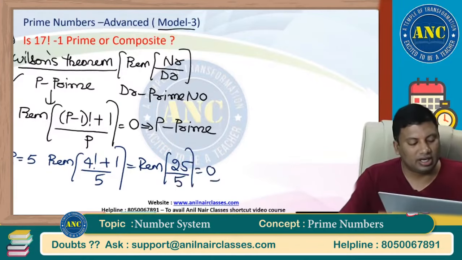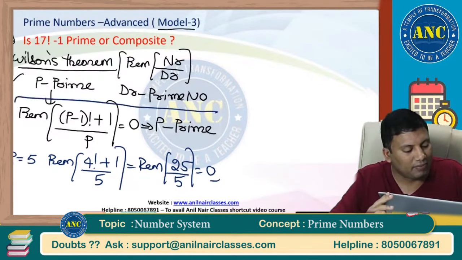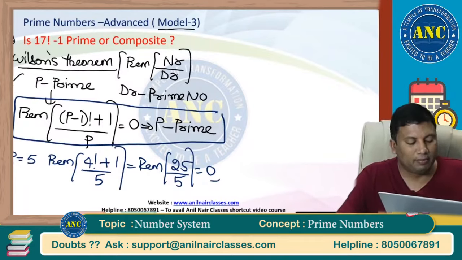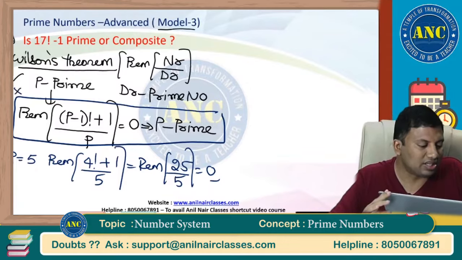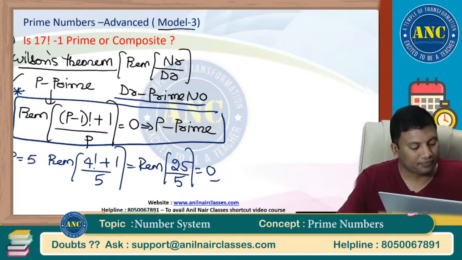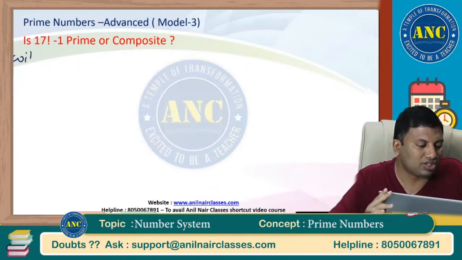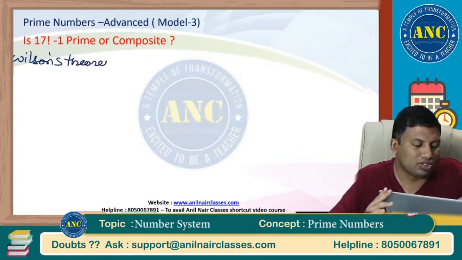As long as the denominator is a prime number, p minus 1 factorial plus 1 when divided by p, remainder will be 0. This is Wilson's theorem. Wilson's theorem is used when the denominator is a prime number. There are some beautiful conclusions based on Wilson's theorem.